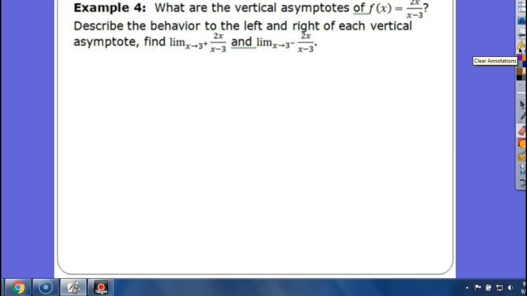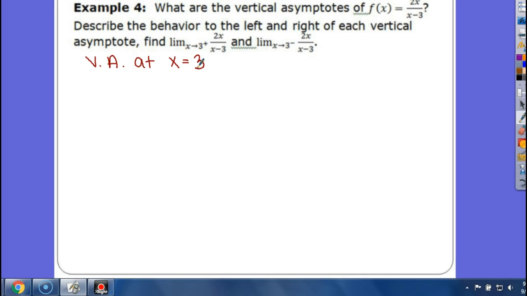Okay? Example 4, what are the vertical asymptotes of f of x equals 2x over x minus 3? Describe the behavior to the left and right of each vertical asymptote by finding the limit on the right and the limit on the left. So, we know that there is a vertical asymptote because if we set the denominator equal to 0, x minus 3 equals 0 and x equals 3.